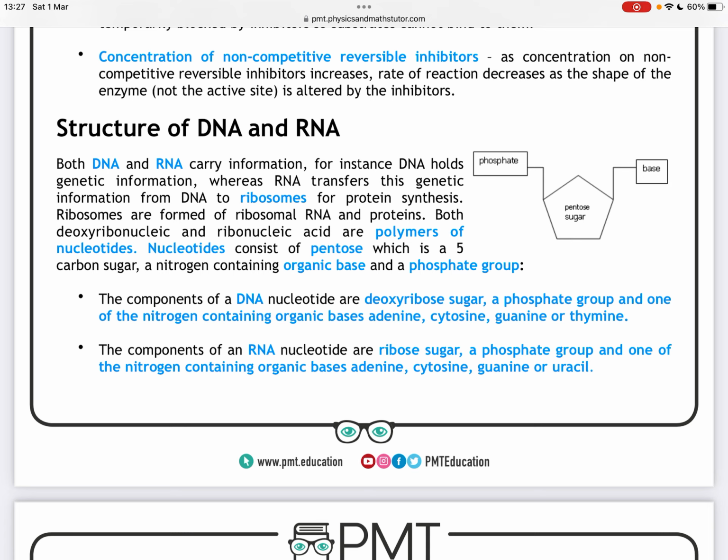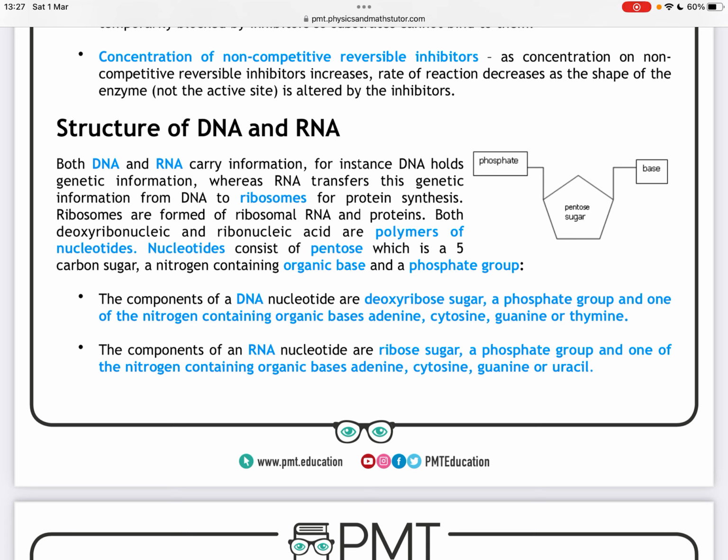Both deoxyribonucleic acid, which is basically the DNA, and the ribonucleic acid, which is the RNA, are polymers of the nucleotides. So the nucleotide is the monomer for them. The nucleotides consist of pentose, which is a 5-carbon sugar, and a nitrogen-containing organic base, as well as a phosphate group, as you see in the diagram on the right. Pentose sugar with a base and a phosphate.